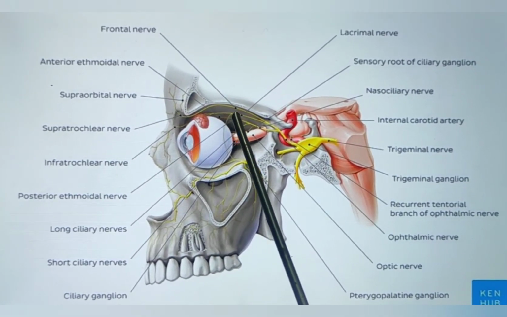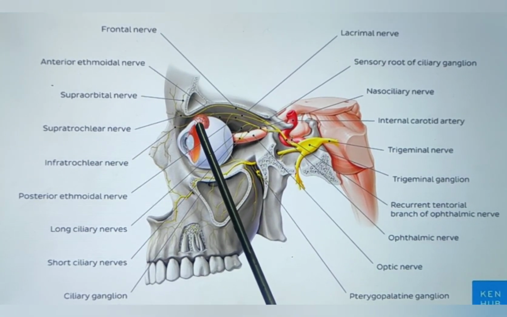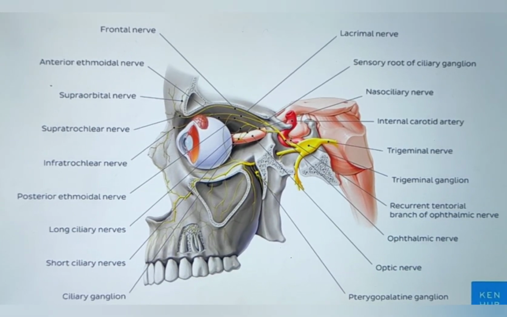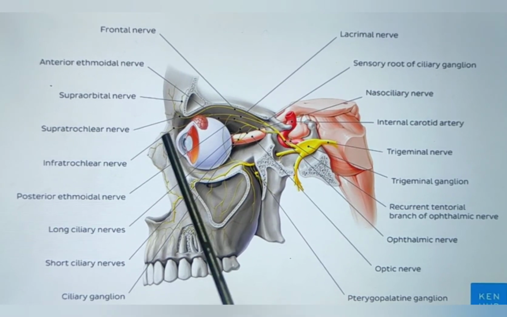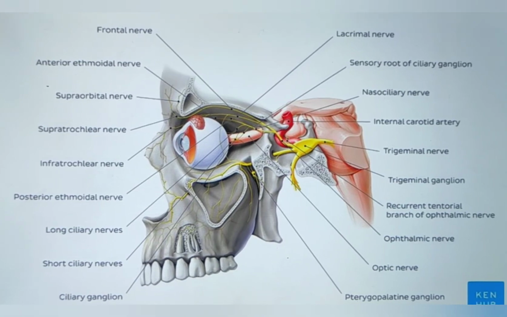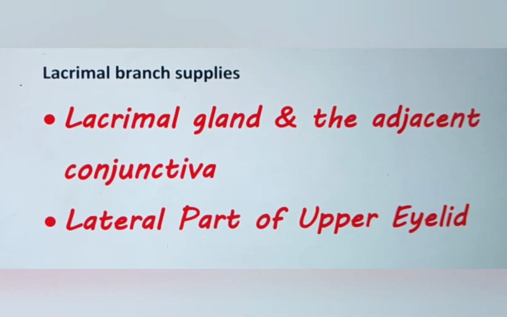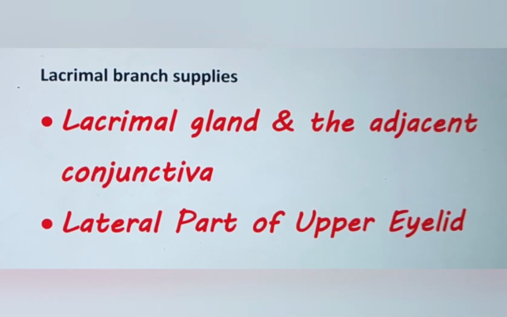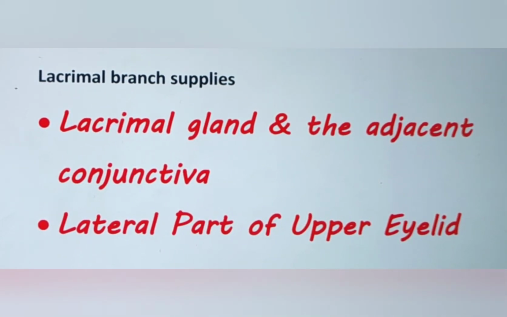And now this nerve moves forward and supplies sensory fibers to the lacrimal gland and the adjacent conjunctiva. And then after passing through the lacrimal gland, this lacrimal nerve reaches the upper eyelid and supplies lateral part of the upper eyelid. So now we have seen that the lacrimal branch basically supplies the lacrimal gland and the adjacent conjunctiva and the lateral part of the upper eyelid.